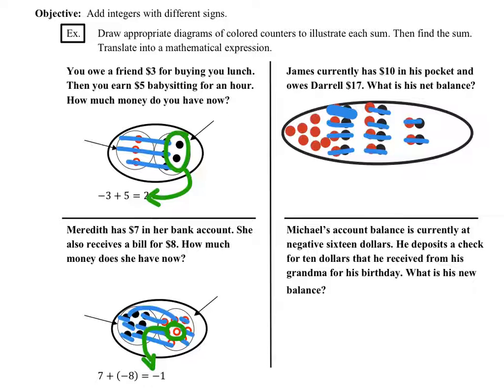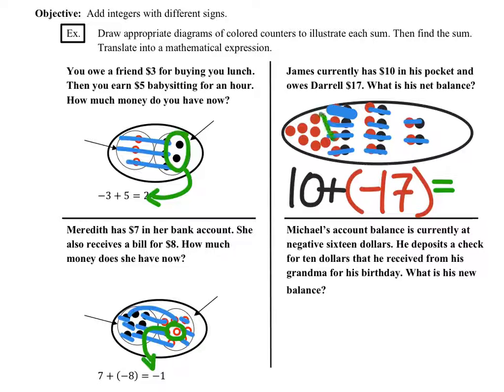So let's write the mathematical expression for this one. First, James currently had $10 in his pocket, so we show this as positive 10. But then he owes Daryl $17, so we show this as a negative 17. I'm going to put it in parentheses, and we add these two together. Well, what did we get in the end? So what does this equal? So again, I'm looking at all the red counters that were not canceled out, and how many is right there? There's 7 of them, but they're all negative, so it's a negative 7. And this would be his net balance, so yeah, we can tack on a nice dollar sign on this.